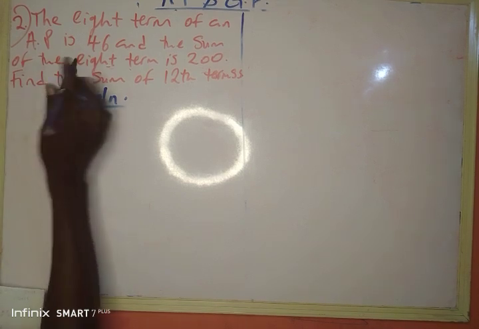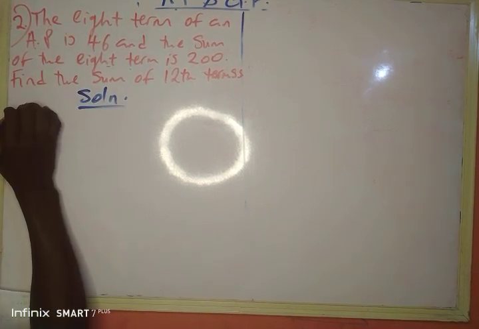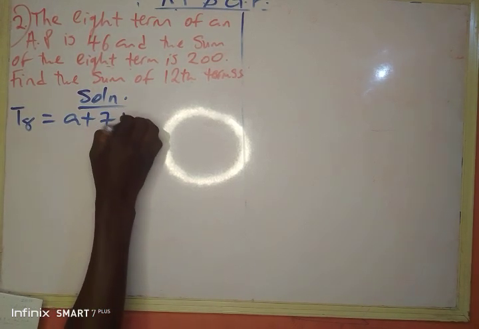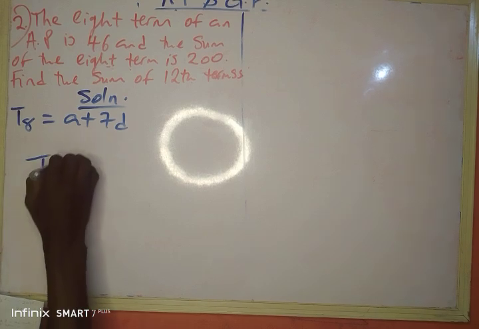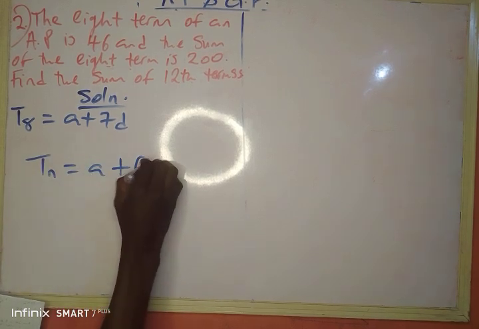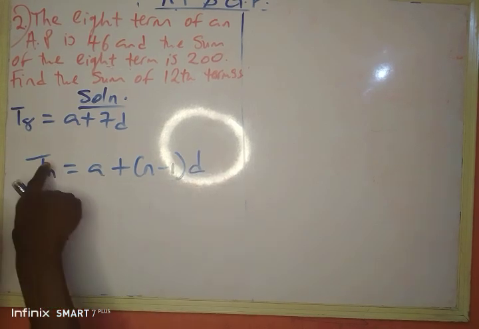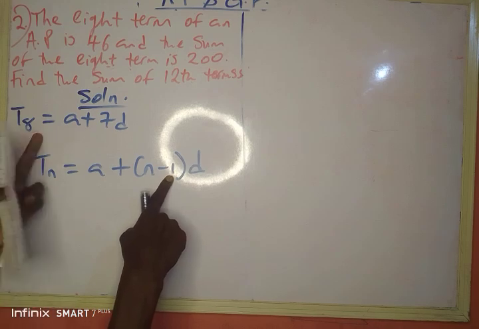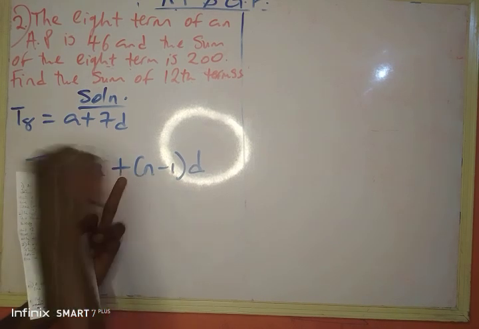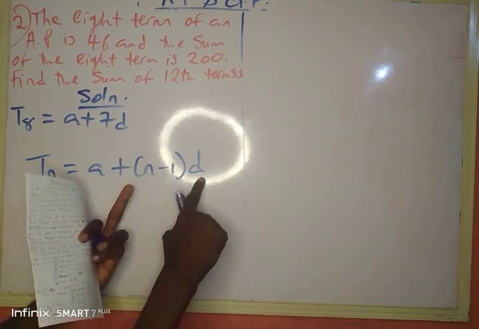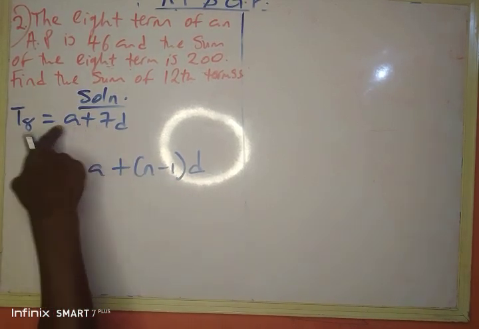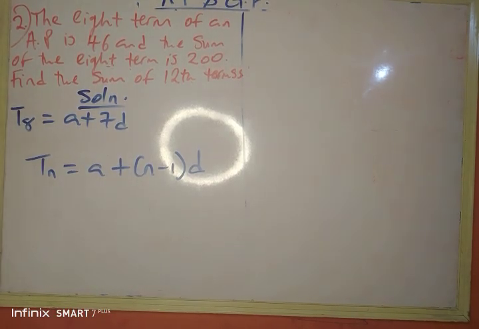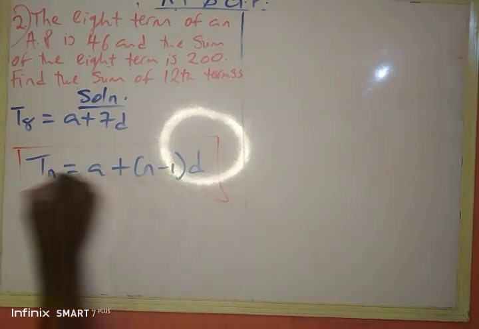So you can say that our AP, the 8th term, which is the same thing as T8, is the same thing as A plus 7D. If you can recall this from Tn equals A plus (n minus 1) D. Now our n is 8, which means 8 minus 1 is 7. So T8 equals A plus 7D. Remember, this formula is very useful, so don't try to forget it at all.